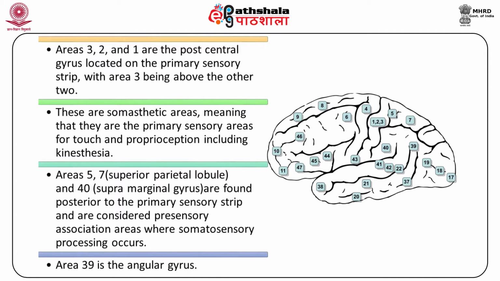kinesthesia. Areas 5-7, that is superior parietal lobule, and 40, that is supramarginal gyrus, are found posterior to the primary sensory strip and are considered presensory association areas where somatosensory processing occurs. Area 39 is the angular gyrus.